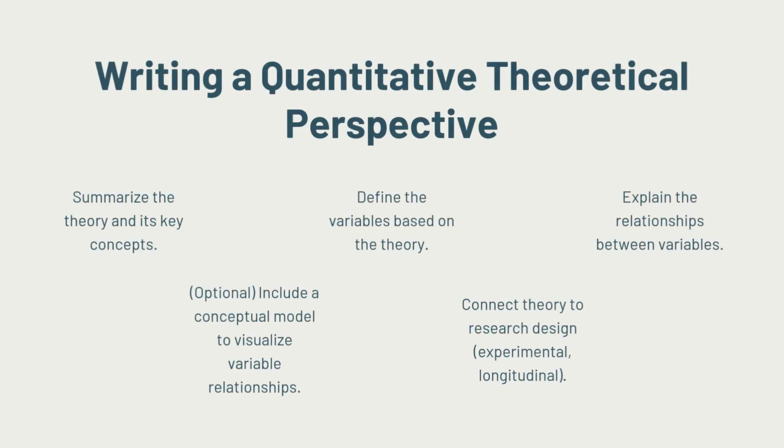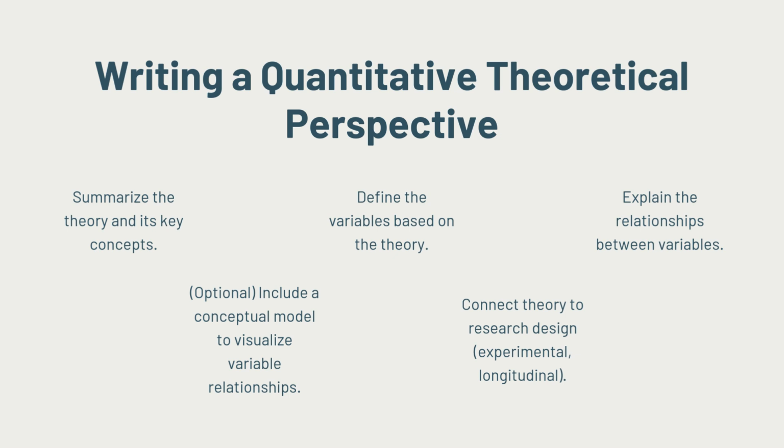Finally, let's discuss how to write a quantitative theoretical perspective. This part of your research provides the structure that connects theory, hypothesis, and your research design. Now, writing a clear and concise theoretical perspective is important because it shows how your study fits into the broader body of research. So here's how to go about it. Number one, you start by summarizing the theory. So provide a brief summary of the theory you're using, include the origins and key concepts.